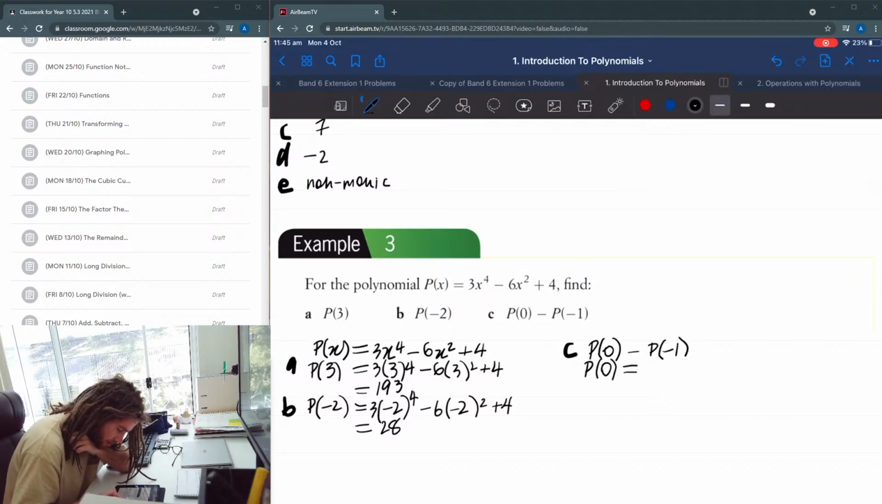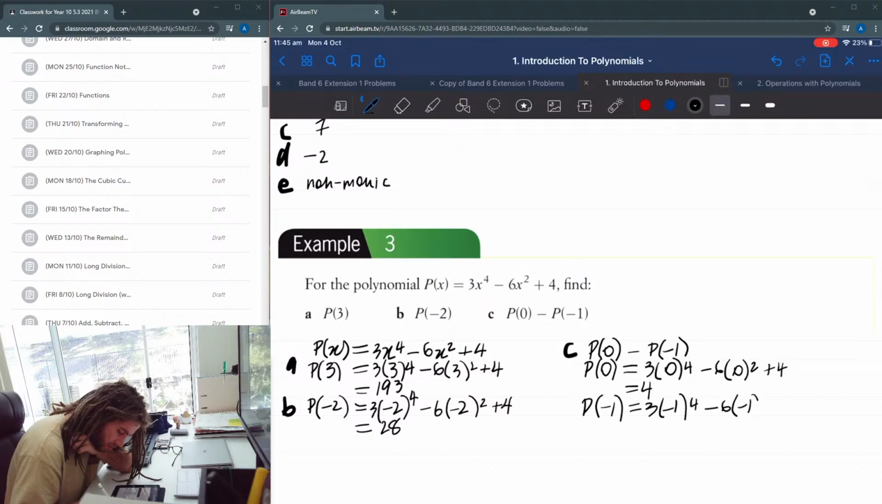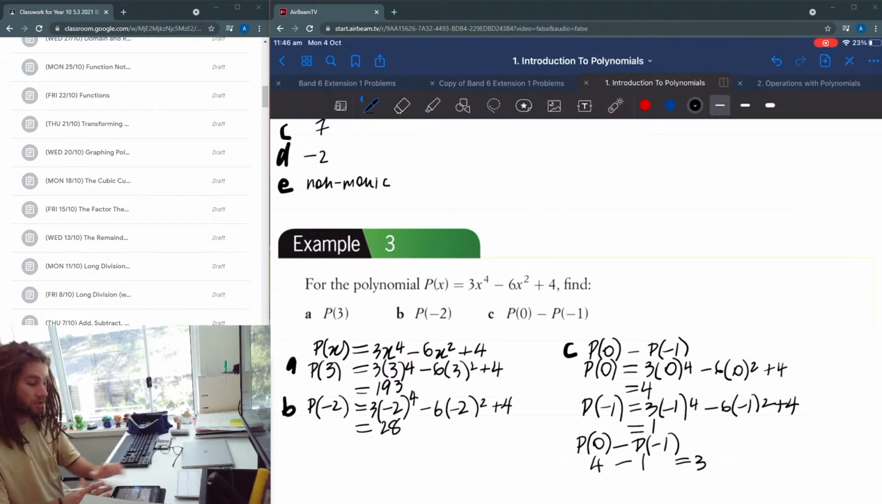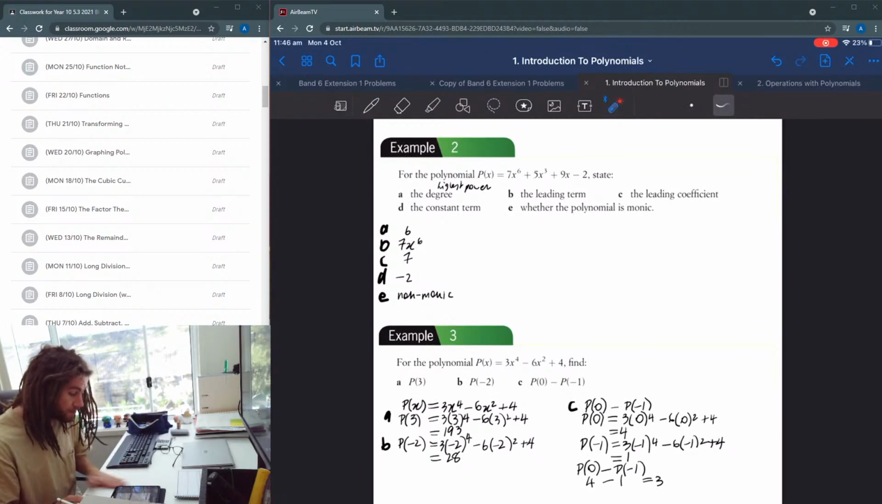P of 0 is going to be 3 times 0 minus 6 times 0 plus 4. That's 4. P of minus 1 is going to be 3 times minus 1 to the 4, minus 6 times minus 1 squared, plus 4. That should just be 3 minus 6 is minus 3, plus 4 is 1. Okay, so then P of 0 minus P of minus 1 is the same as 4 minus 1, which is 3.